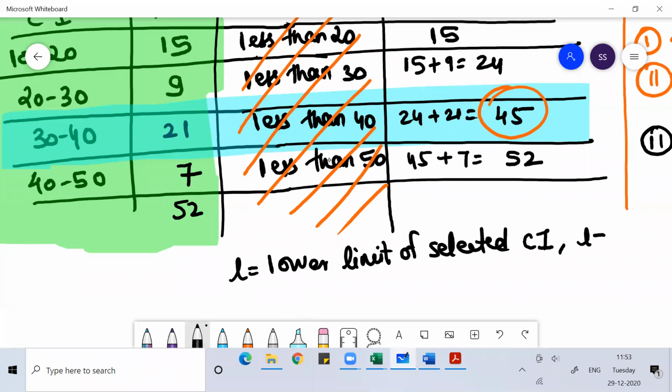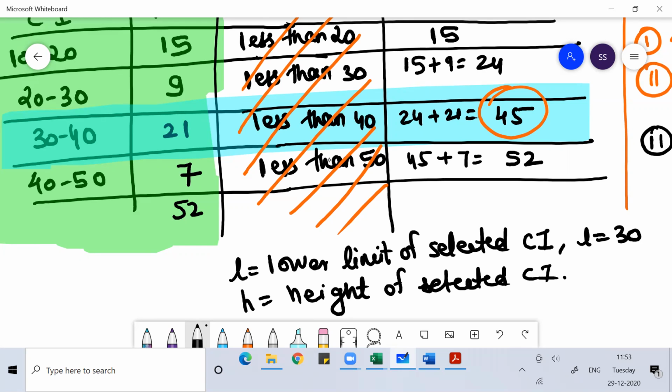So here your L is equal to 30, the lower limit of the selected class interval that I marked in blue. Now what is H? H is the height of the selected class interval. That H is equal to 10, which is 40 minus 30.